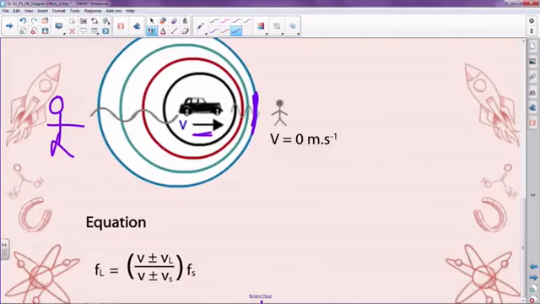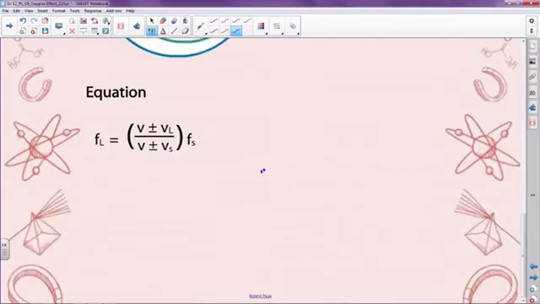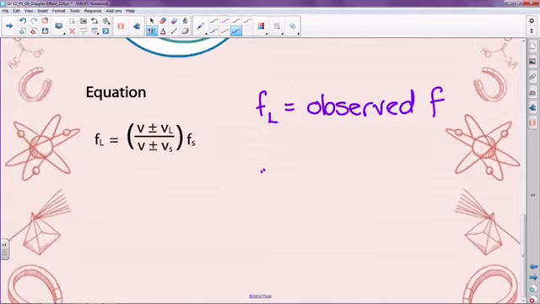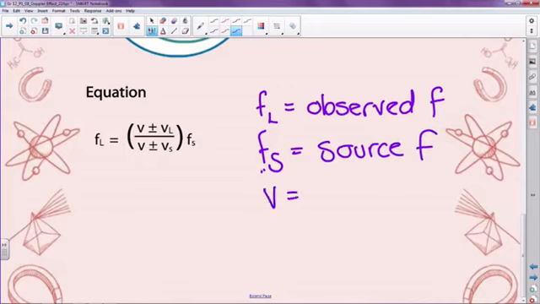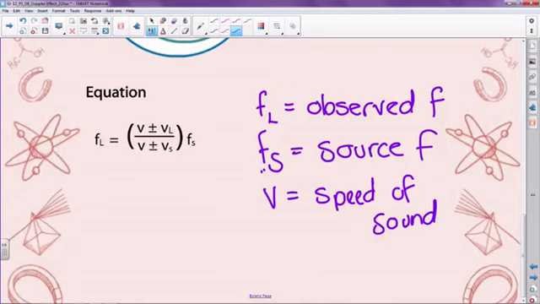So, this is the equation. And I know you've seen the equation, and it's very, very important. That's how the equation is given to you on your information sheet. Now, FL is the observed frequency, okay. FS is the source frequency, okay. V is the speed of sound. Now, if we're doing light or a radar, then it's the electromagnetic speed, which is 3 times 10 to the 8.